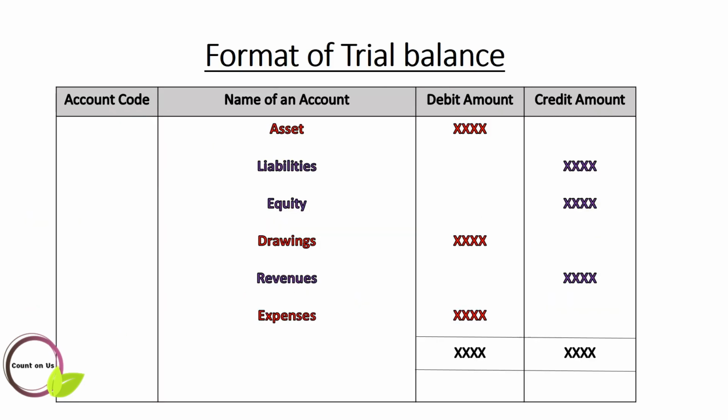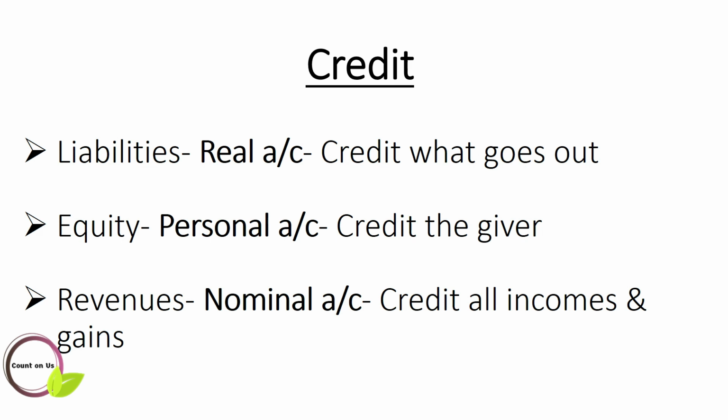Now we can take a look at credit side items. Generally, liabilities, equity and revenues are credit balances. That's why they are entered in the credit amount column. A liability is something a person or a business owes, usually a sum of money. A liability account is a real account. As per the rule, debit what comes in and credit what goes out. For example, when a businessman purchases from a supplier on credit, he has to pay the supplier. The amount will go out from the business. That's why liability accounts normally have credit balances and are entered in the credit column of a trial balance.